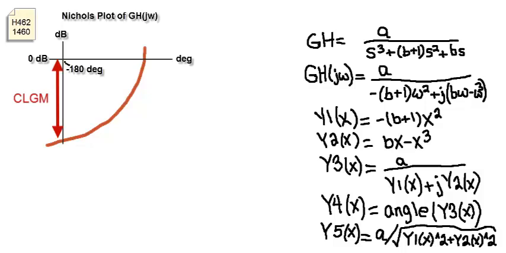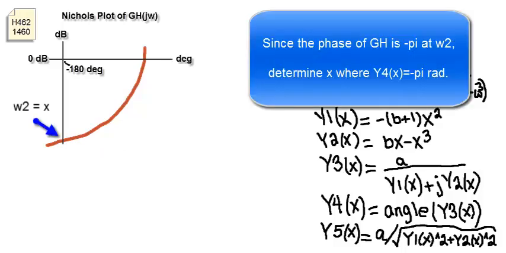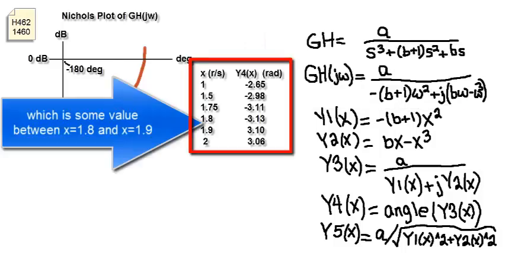Closed-loop gain margin. Calculate the frequency omega 2 at this point. We'll call it x. Since the phase of GH is negative pi at omega 2, determine x where y4 is negative pi. This table of values shows x is somewhere between 1.8 and 1.9.